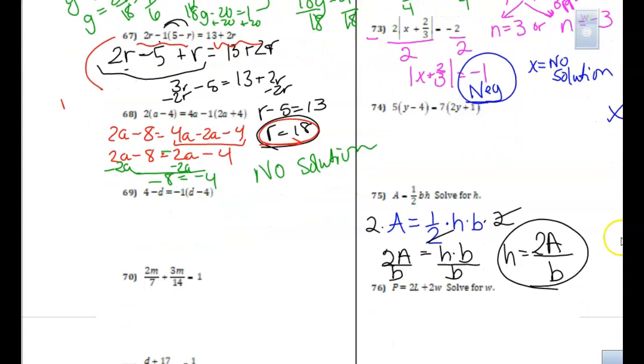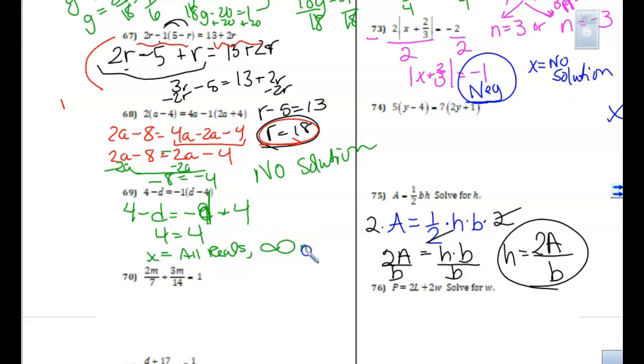So that next one, it almost looks like it's the same, right? So you go with 4 minus D equals negative D plus 4. Make that 4, D. And if I add D to both sides, I get 4 equals 4. And I could say X equals all real numbers. Or you could tell me there's infinitely many solutions.